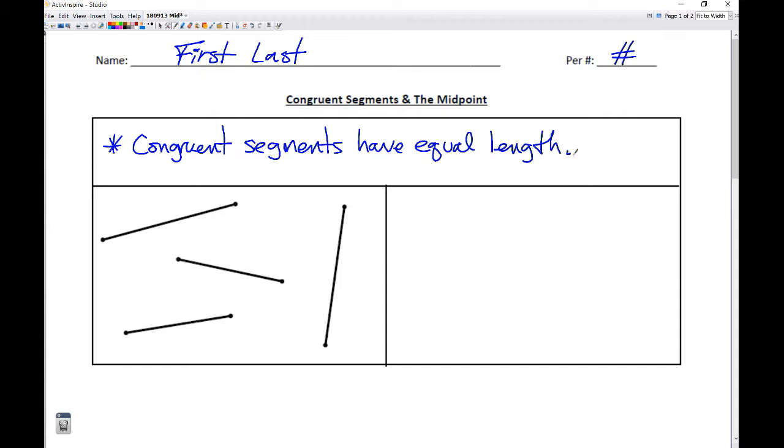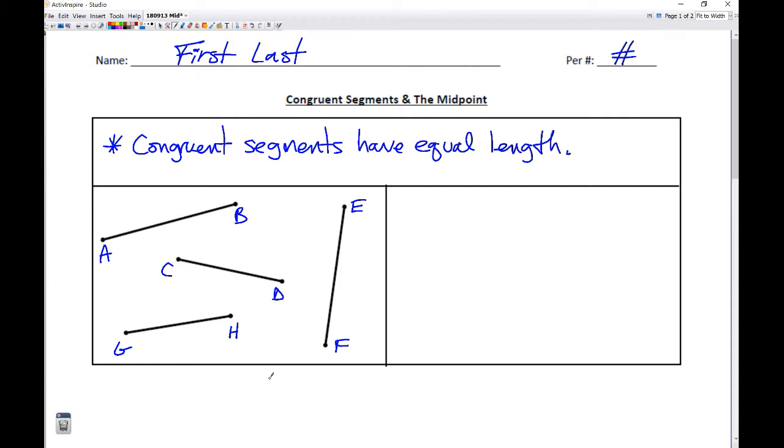Now I've got some line segments here drawn in this box over here. We're going to label those up. So we're going to call this line segment AB. We're going to call this line segment CD. We'll call this line segment EF. And we'll call this line segment GH.